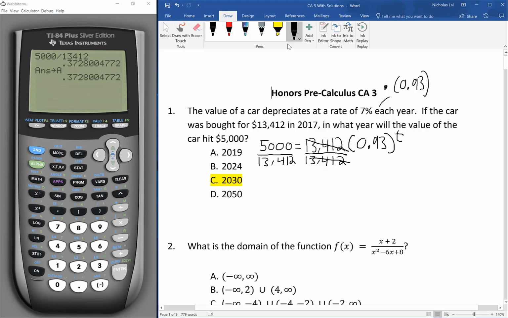So this value right here, we'll have this stored as a. So I'll say STO as a. So a is equal to 0.93 to the t power.